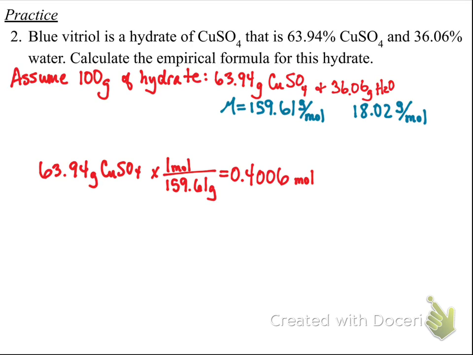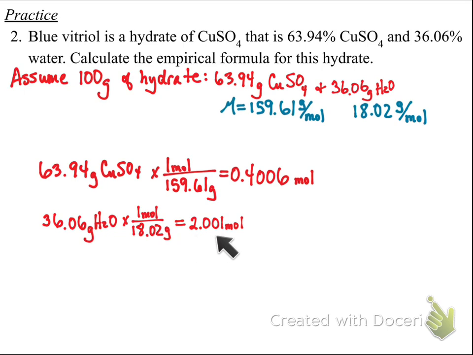So here's copper sulfate, 63.94 grams divided by its molar mass gives its moles. Make sure, again, that you have at least 3. Here I have 4 sig figs, but don't round that number too much. And then we do the water. Mass of water divided by molar mass of water gives us 2.001 moles of water.